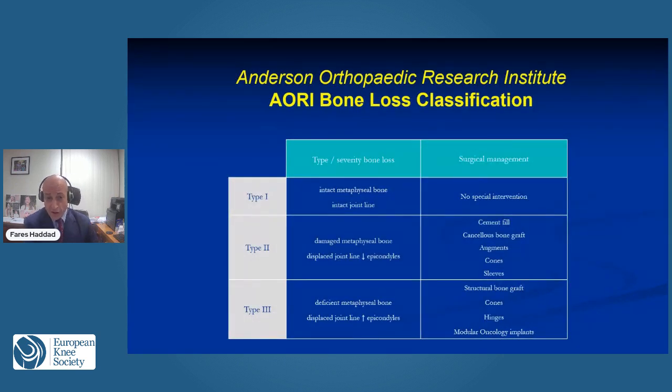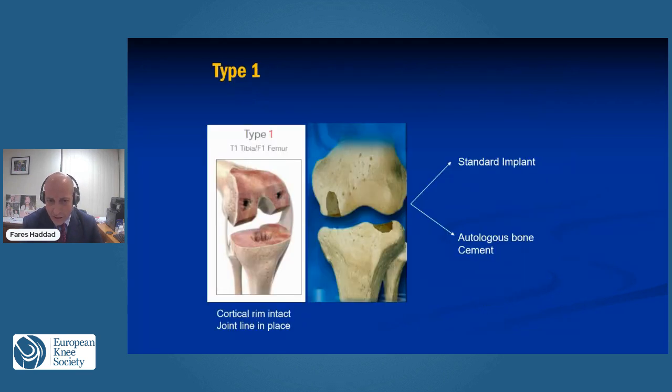I think one of the things to start with is, if we go around the world, the classification system, which I think is now out of date, but the one that everybody still looks to, is the Anderson Orthopedic Research Institute, or AORI system. And that breaks it down into three types. Type 1, where essentially we've got an intact metaphysis and an intact joint line. These are really the very straightforward cases. The type 2s, which are the majority, where we've got damaged metaphysis and some displacement of the joint line. And then the type 3s, which are massive, with a kind of loss in that so many of our cases are lost within type 2.